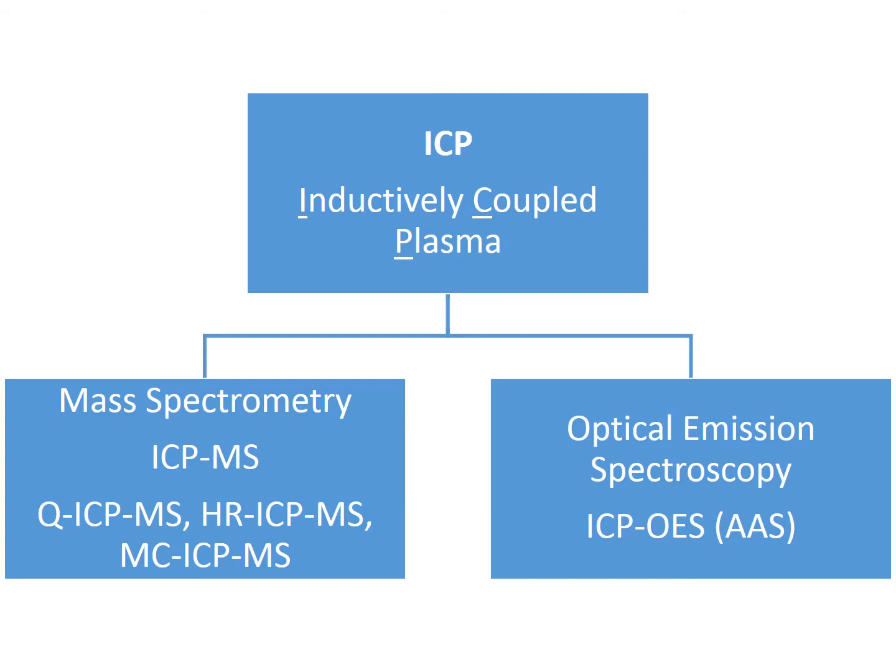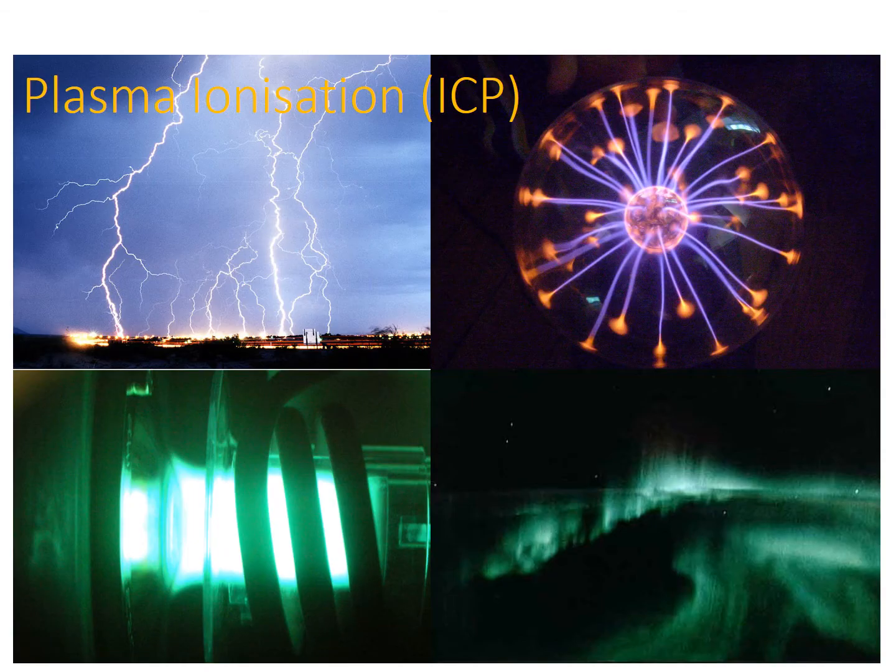But they basically share one component, which is this inductively coupled plasma. The rest of the machine is different in terms of how it figures out what the chemistry is. Plasma ionization is the bit that they both share. A plasma is the fourth state of matter. It behaves a little bit like a gas, but the atoms in that gas are ionized, so you have a mixture of positive ions and electrons that are separated.